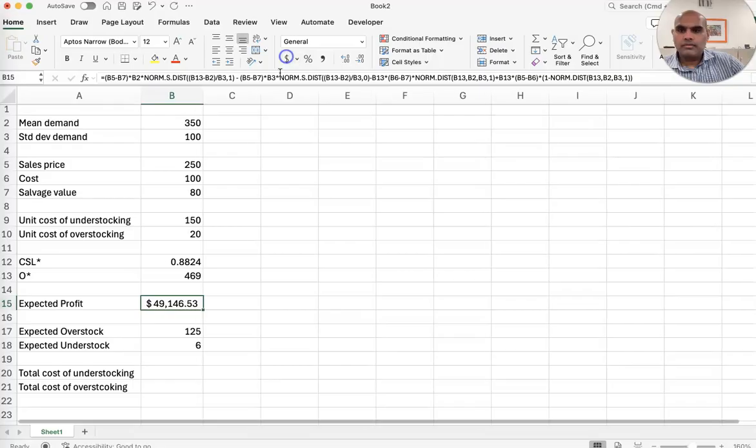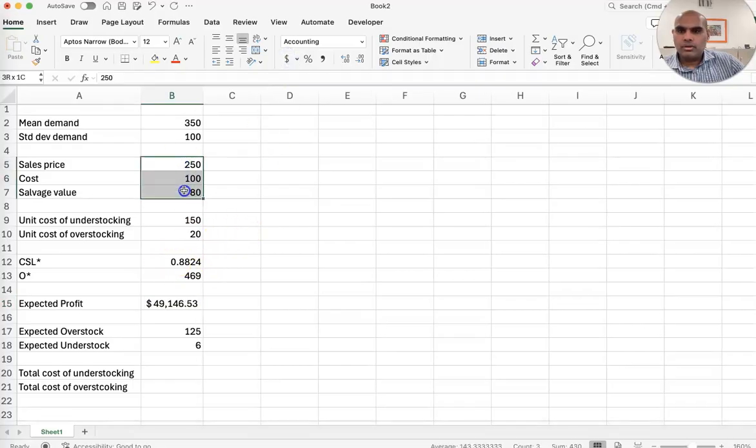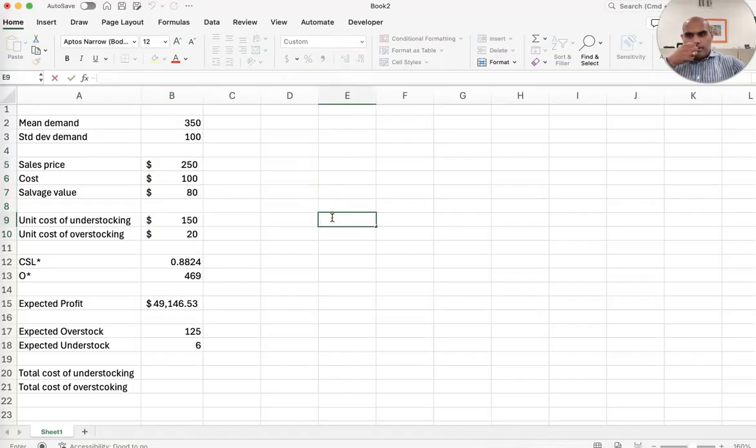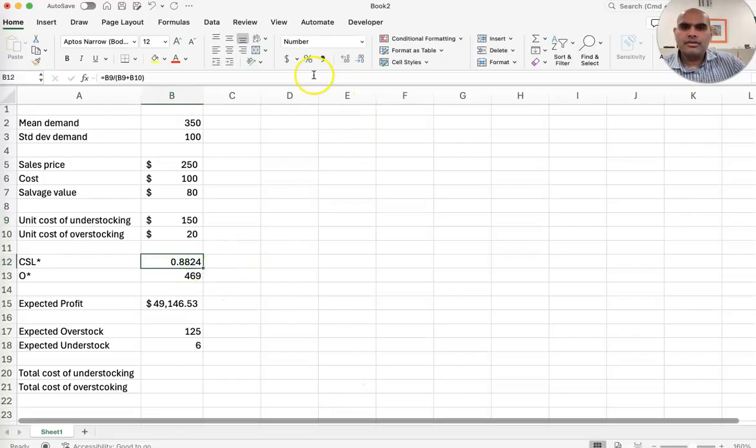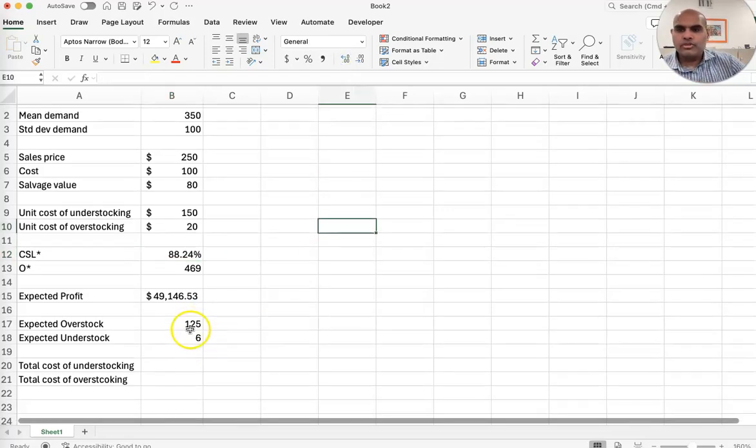Expected profit, that's a dollar value. Let's do that. These are all dollar values, so let's give them dollar values. We don't want any decimals though. So there's that. Okay, so this is cycle service level. I like to show it as a percentage, 88.24%. And that's the expected overstock and expected understock.